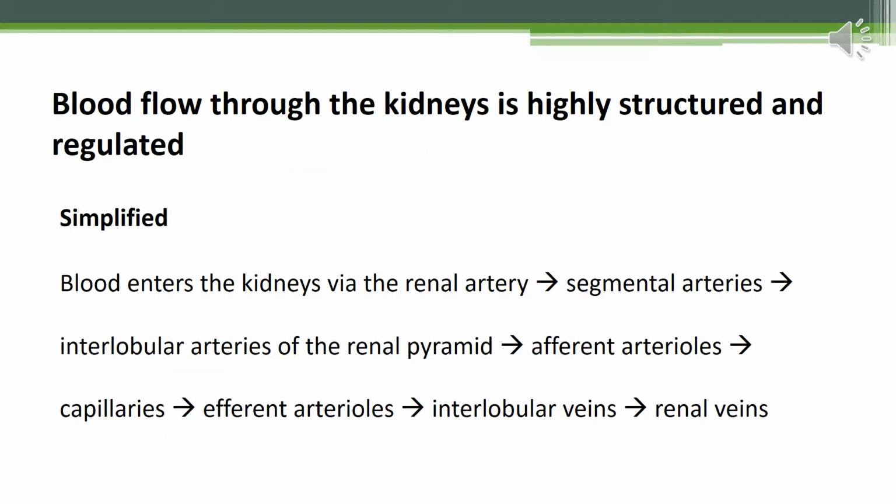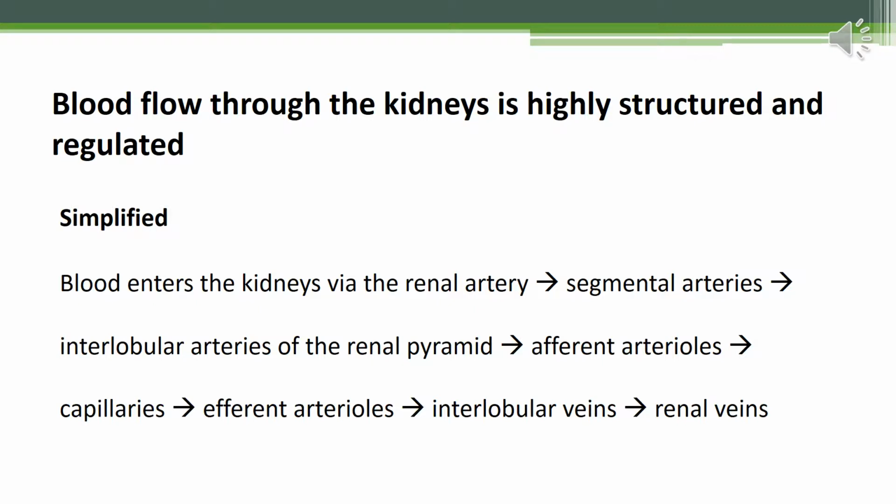So if you thought the previous slide was too wordy and kind of complicated, here I've simplified the path blood takes through the kidneys. So first, blood enters the kidneys via the renal artery. Then it enters the segmental arteries, which lead into the interlobular arteries of the renal pyramid.